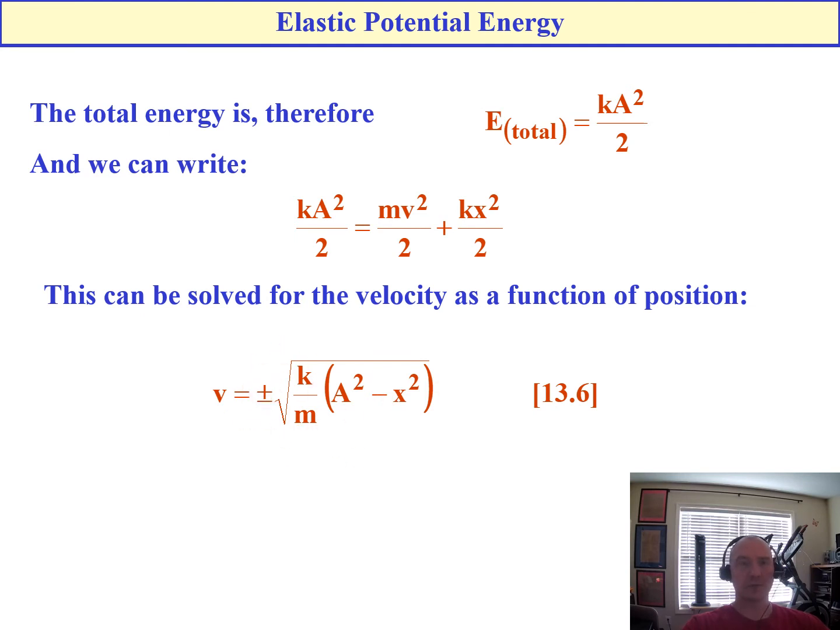And because we square root, we always get a positive and negative. And the reason we get a positive and a negative is because if we're on one side of the equilibrium position, then it's moving in the positive direction. If it's on the other side of the equilibrium position, it's moving in the negative direction. So we get two possibilities.